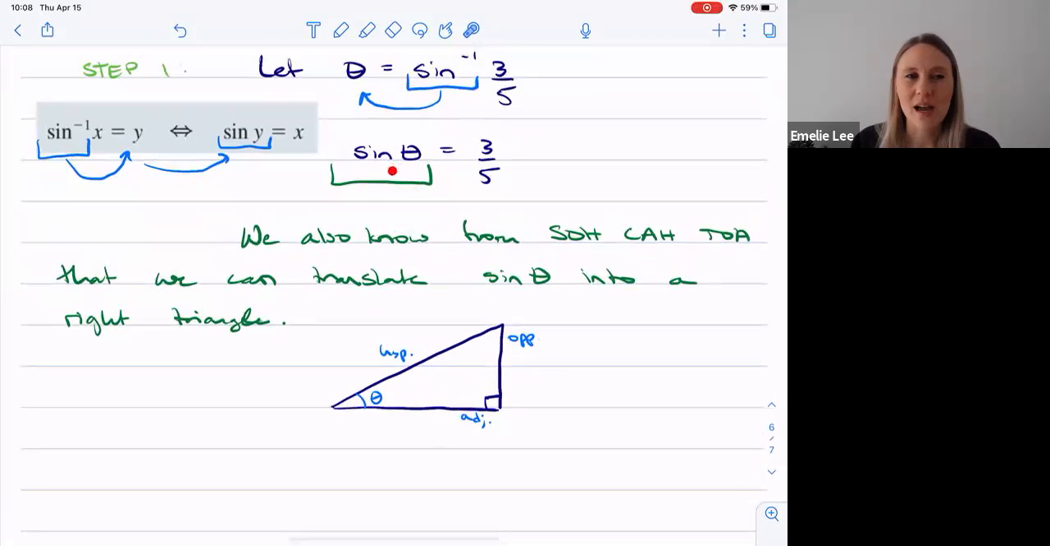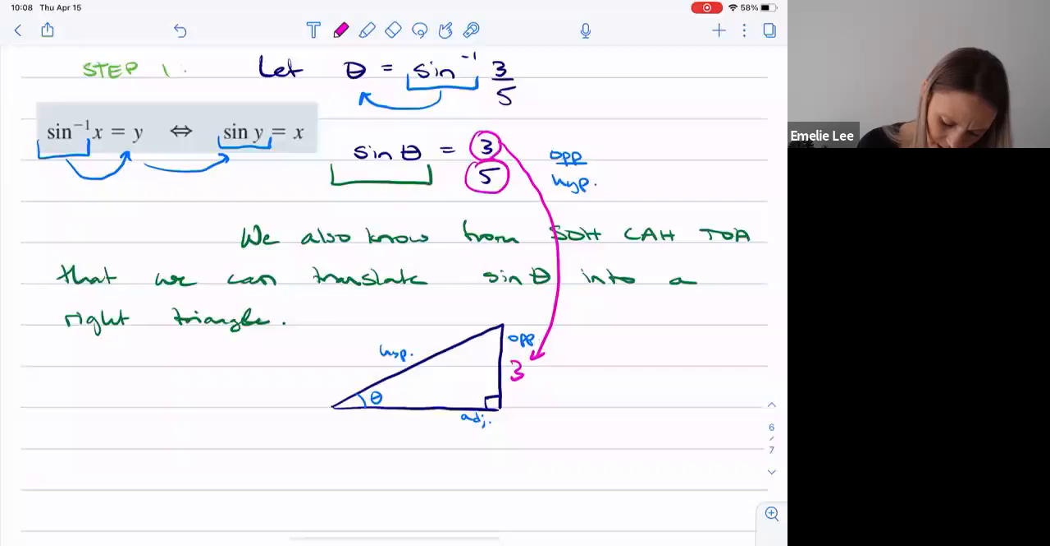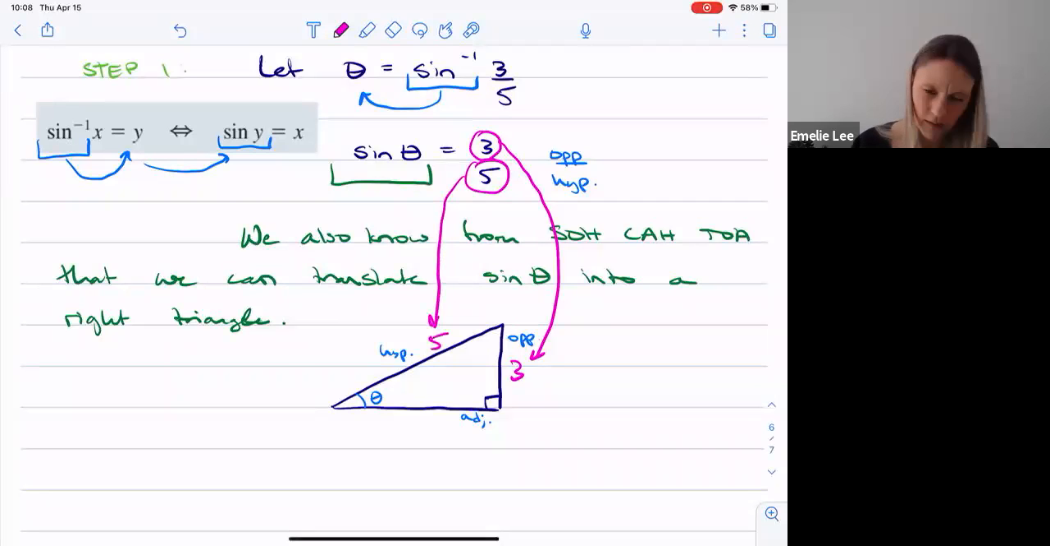So if I know that sine theta is 3 over 5, well, that's the same as the opposite over hypotenuse. So then this 3 must go here, and this 5 must go here. If I have 2 of the 3 sides, I can easily find the missing side, and that's a good place to start. It's just nice to have all 3 sides because then you can generate any trigonometric function that you want.